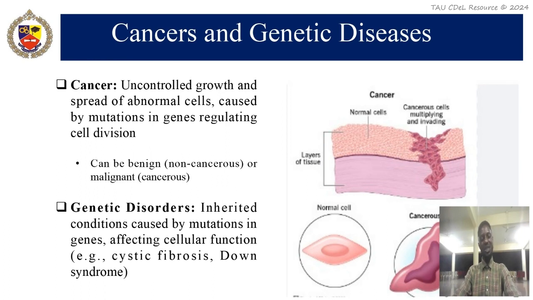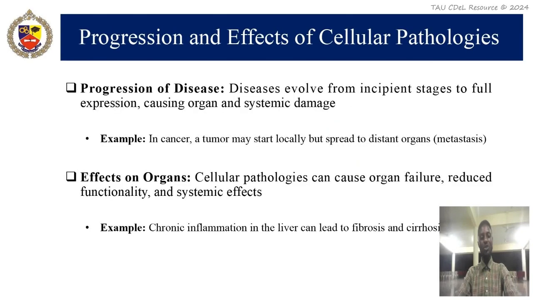Most of the genetic disorders are inherited conditions caused by mutations in genes affecting cellular function, for example cystic fibrosis and Down syndrome. I hope you can see the diagram representation beside it. Let me also take us to the progression and effect of cellular pathologies.